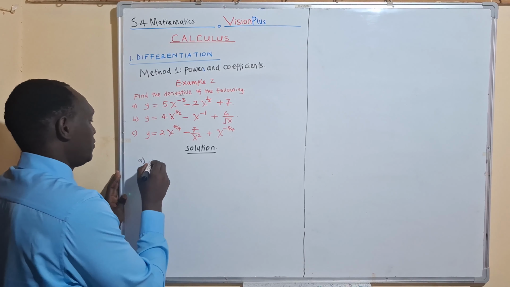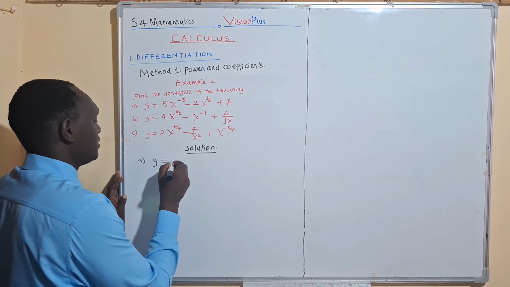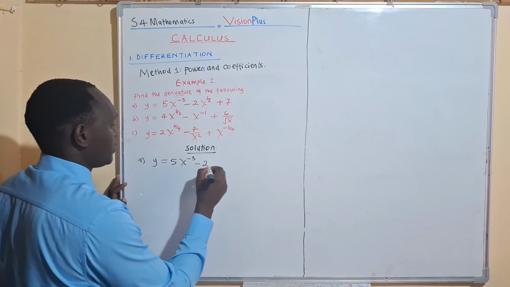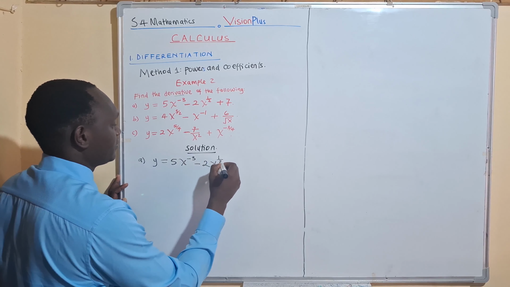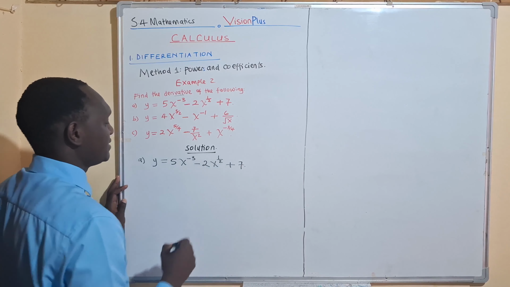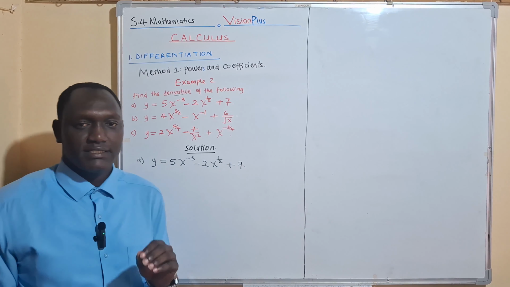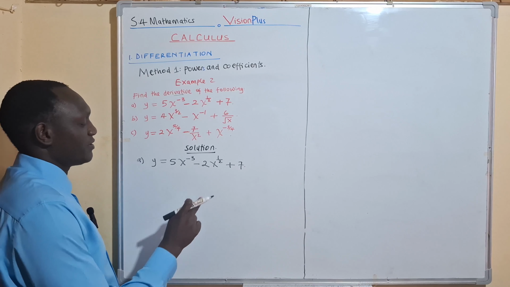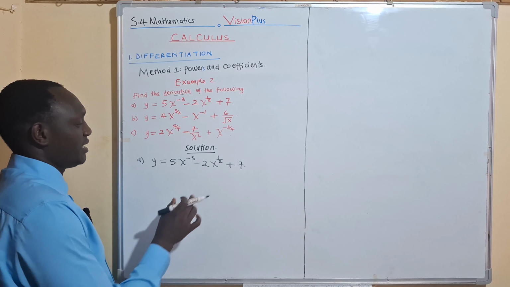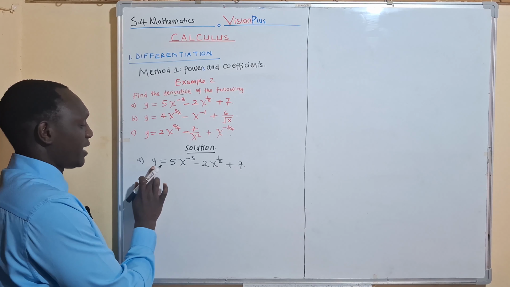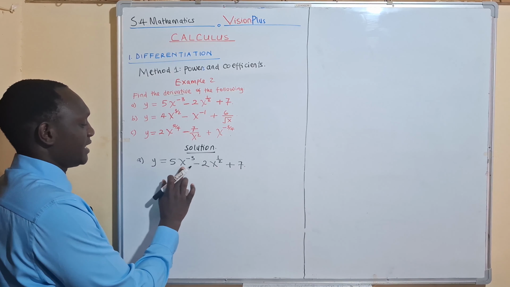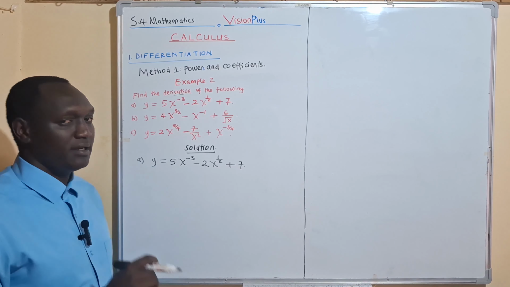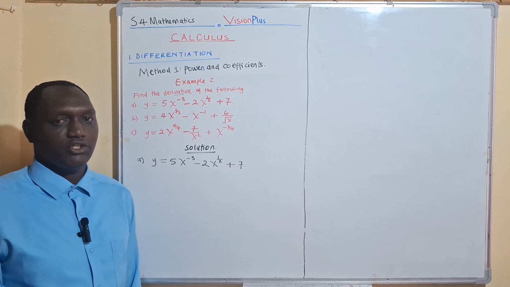Part A says we are given y equals 5x power negative 3 minus 2x power half plus 7. Let us differentiate this. The first thing you must pay attention to is to make sure that there is no variable on the denominator. In this case, the function is y and the variable is x. If you look here, there is no x on the denominator.